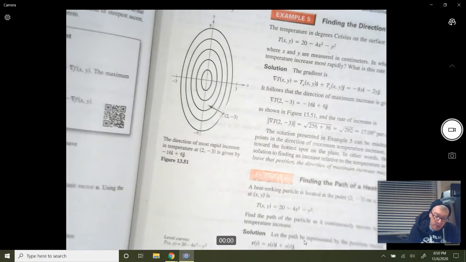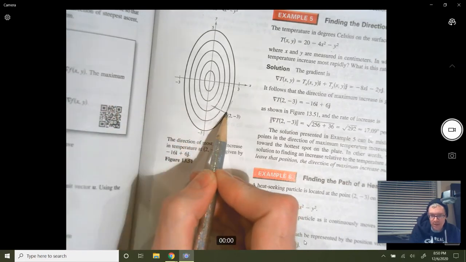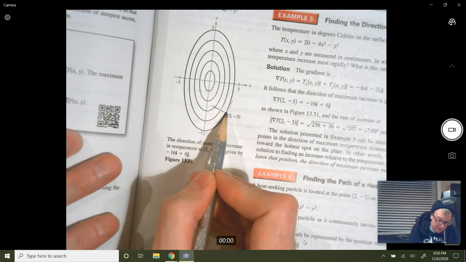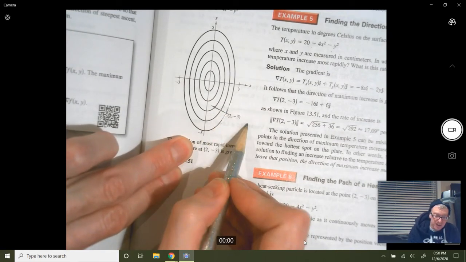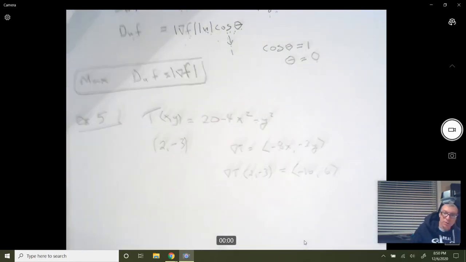Now, in the same way, if you want to decrease most rapidly, or increase least rapidly, as I think the way they say it in here, the direction of minimum increase is going to be the opposite direction, so it's going to be negative. So I'll write down these two things. These are the two most important things about your gradient.